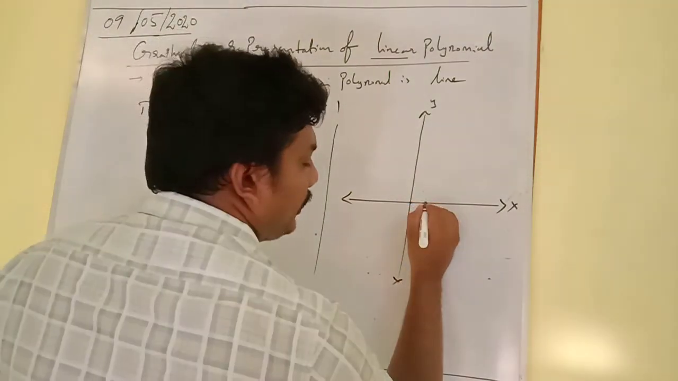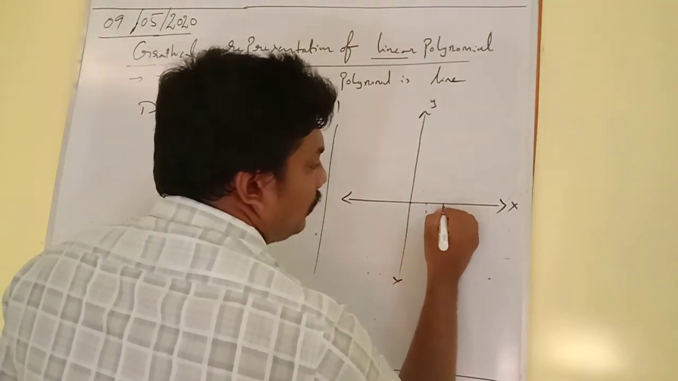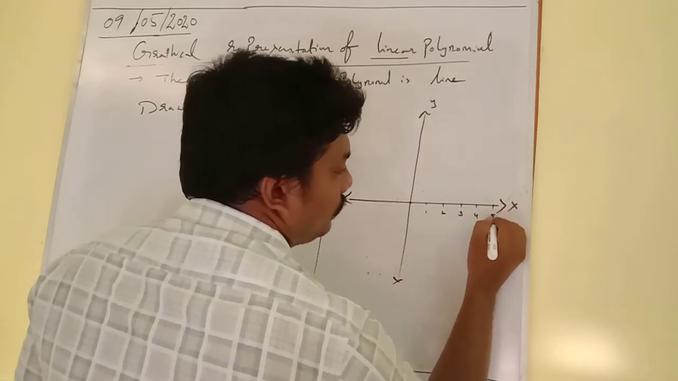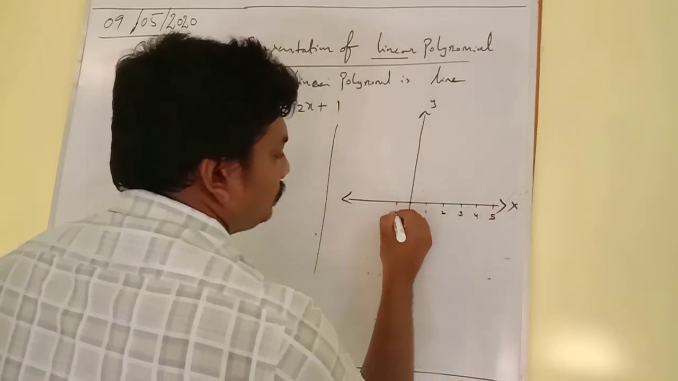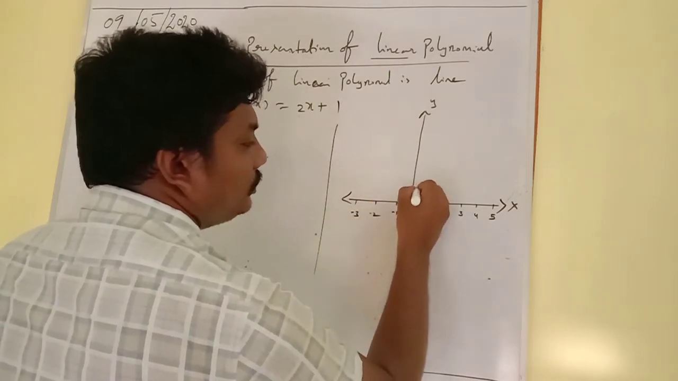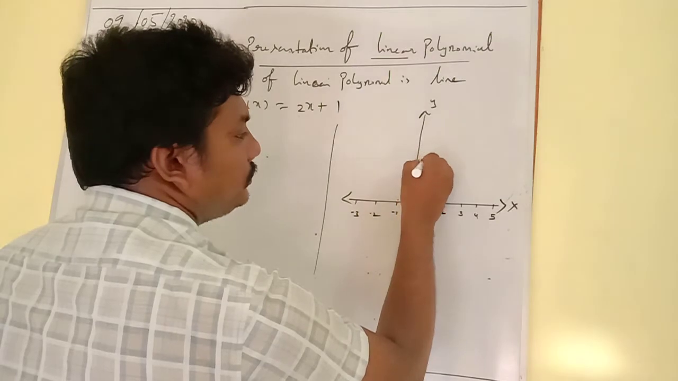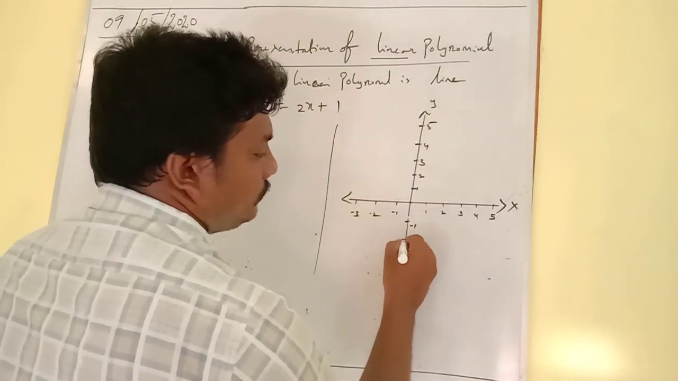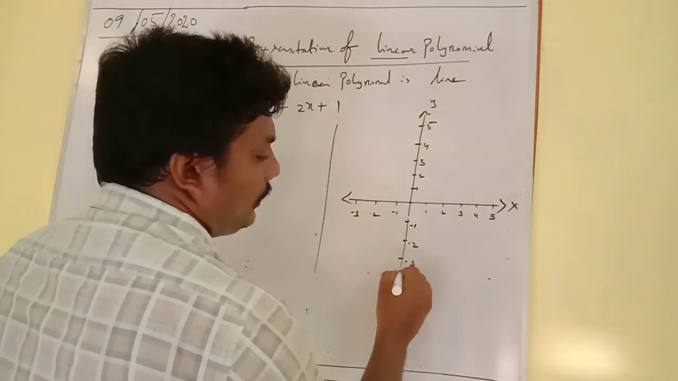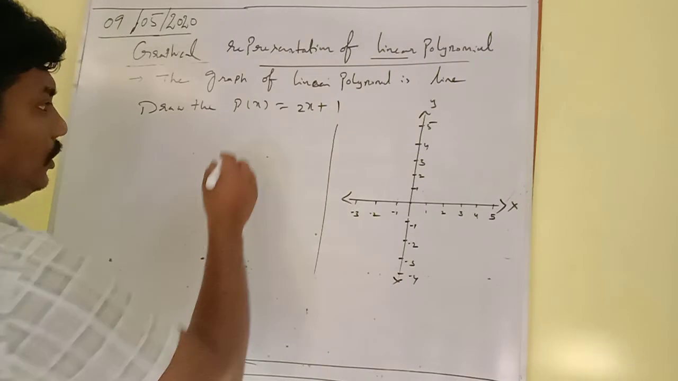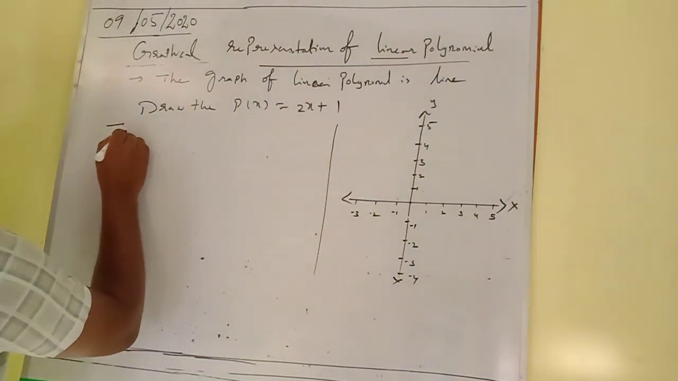Now, what are the points here? This is 1, 2, 3, 4, 5, and this is minus 1, minus 2, minus 3. On the y-axis, this is 1, 2, 3, 4, 5, and this is minus 1, minus 2, minus 3, minus 4. Like that we have to mark it. Now, to draw the graph, a table is required.